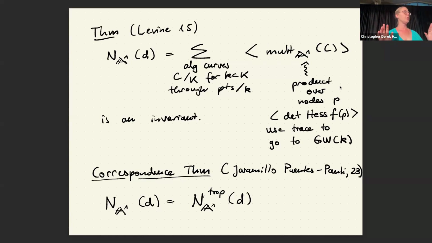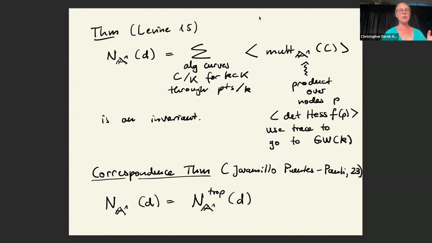But when I say it like this, I'm cheating a little bit because the curve doesn't need to be defined over little k, and so the nodes don't need to be defined over little k as well. And then I have to use a trace to get down to GW of little k. So this element a priori would live in GW of big K, but I trace it down and then it lives in GW of little k. And then I have this whole sum that lives in GW of little k. Okay, and the content of the theorem is now that that is an invariant. That is once again an enumerative invariant.